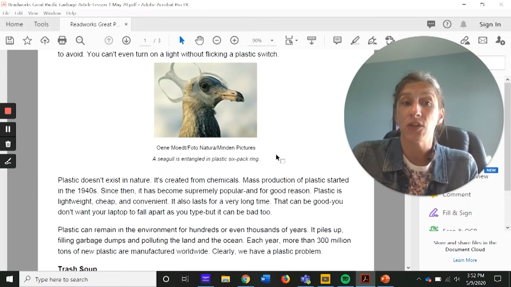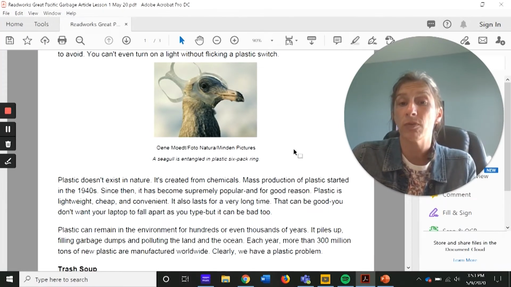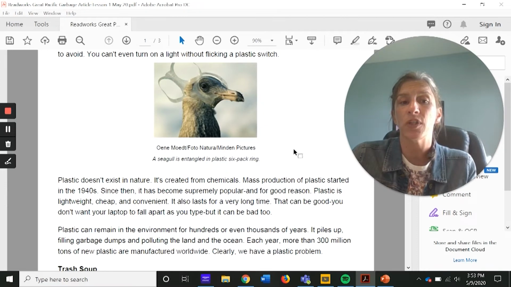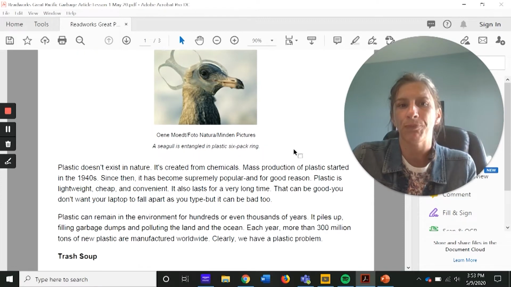Plastic doesn't exist in nature. It's created from chemicals. Mass production of plastic started in the 1940s. Since then, it has become supremely popular, and for good reason. Plastic is lightweight, cheap, and convenient. It also lasts for a very long time. That can be good. You don't want your laptop to fall apart as you type, but it can be bad too. Plastic can remain in the environment for hundreds or even thousands of years. It piles up, filling garbage dumps and polluting the land and the ocean. Each year, more than 300 million tons of new plastic are manufactured worldwide. Clearly, we have a plastic problem.